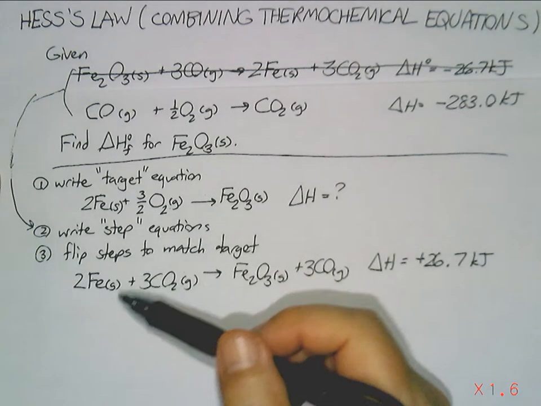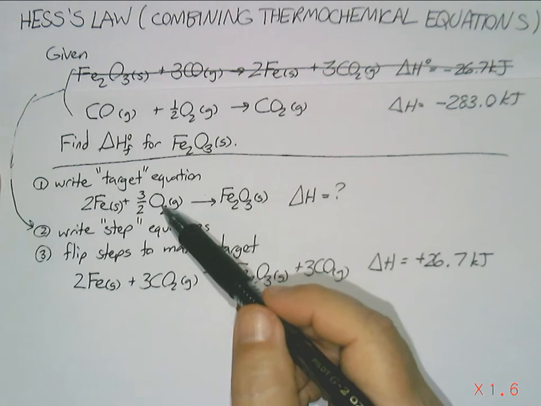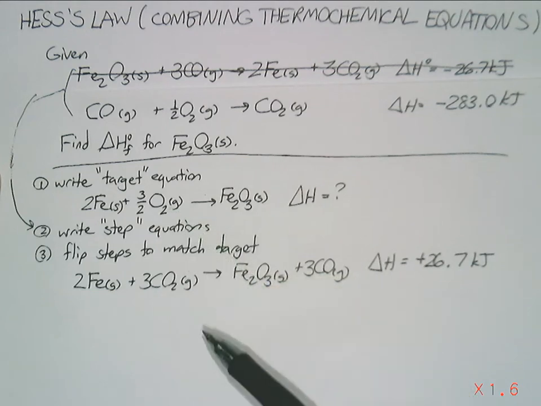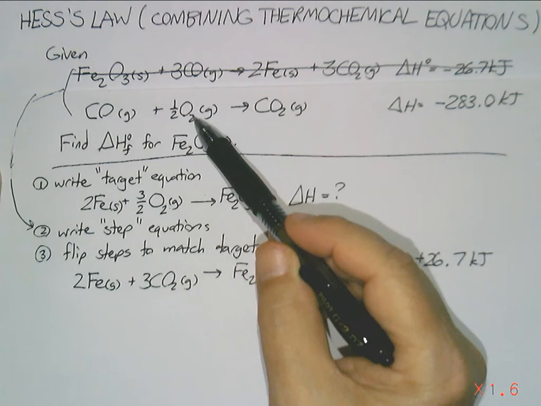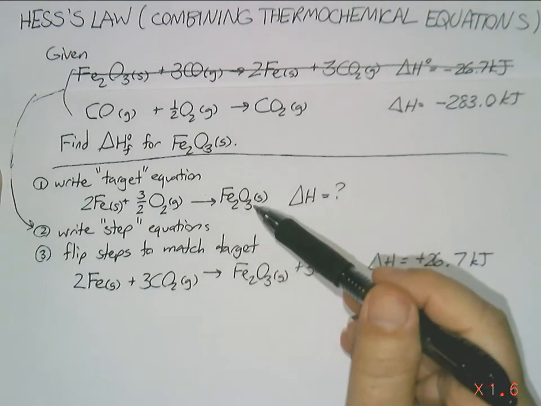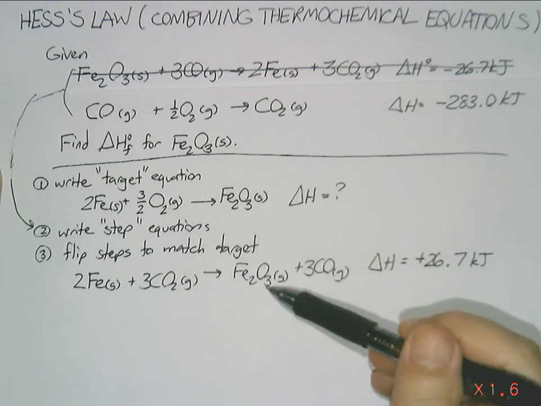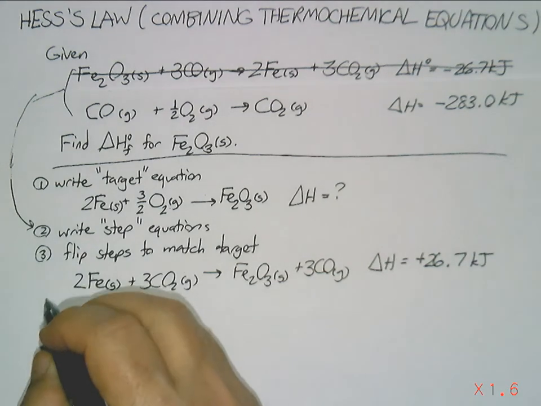Alright, so now that puts the iron on the correct side. I want O2 on the left-hand side, and this one has O2 on the left-hand side, so that's fine. I want Fe2O3 on the right-hand side, and this one has Fe2O3 on the right-hand side. So I'm done with flipping the steps.